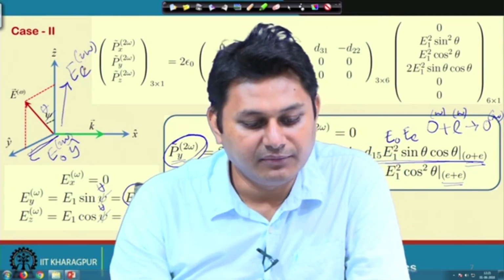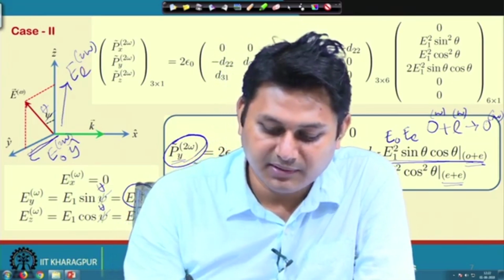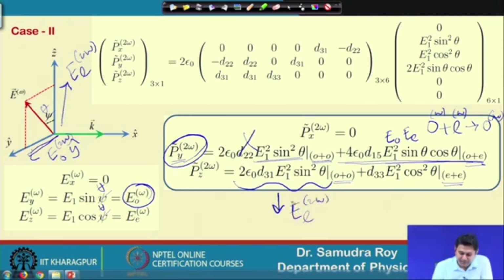So, once we have electric field 2 omega along z direction, that means this contribution is going to generate an electric field which is extraordinary in nature. So, what should be the scheme here? The scheme is ordinary plus ordinary which is generating extraordinary. So, this is the frequency component omega, this is the frequency component omega, this is the frequency component 2 omega. So, this is also valid. So, this term is also valid.